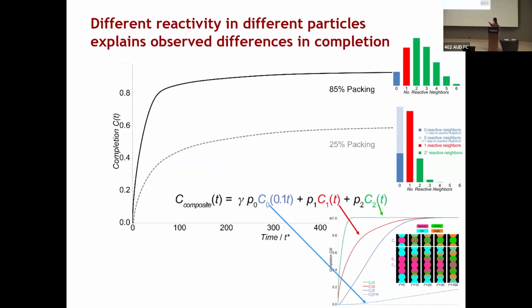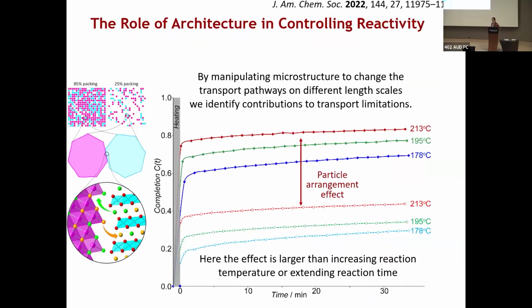So the difference that we're seeing here is just due to the number of neighbors those particles can react with. And this tells us something really important. If we want to make our reactions go to completion at lower temperatures, then we want to think about those transport pathways. We want to arrange our microstructure so we have particles in close contact with other particles that they can react with. And this is a bigger effect than increasing the temperature. So we can get much more complete reactions by thinking about that architecture in a special way.